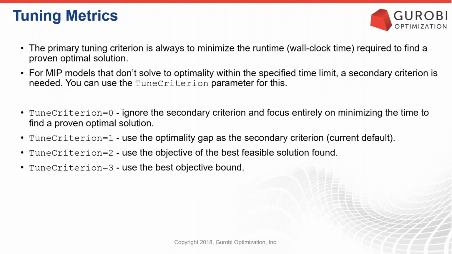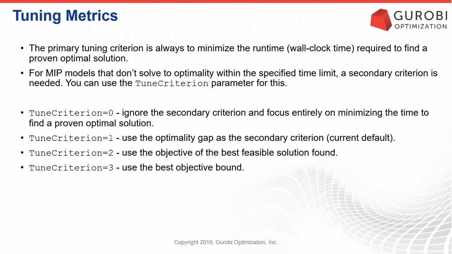So here's another slide about tuning metrics. There is a parameter, we already saw that, which is called tune criterion. And what it does, it's the secondary criterion. So the primary tuning criterion is always to minimize runtime, the runtime that it takes to find a proven optimal solution. But if you specify a time limit, sometimes the model can't be solved to optimality within the time limit. So you use a secondary criterion. And tune criterion is the parameter that you can adjust for this.